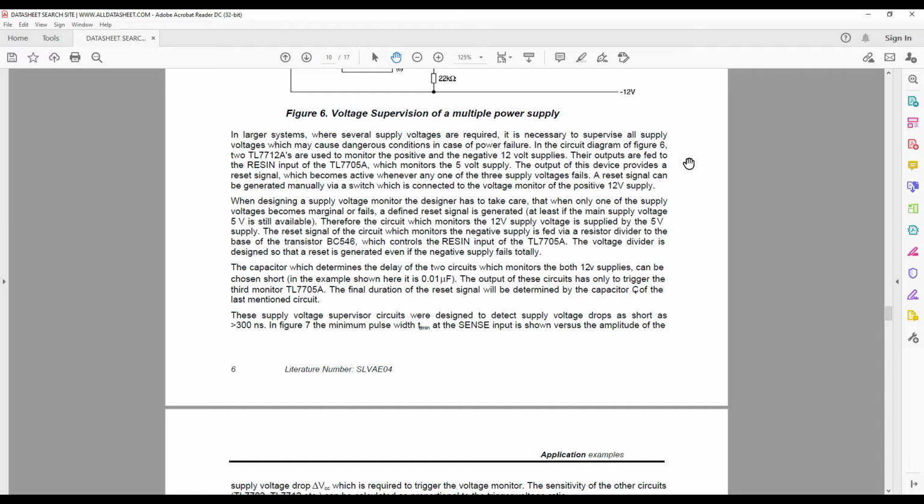The capacitor, which determines the delay of the two circuits which monitor both 12-volt supplies, can be chosen short. In the example shown here, it is 0.01 microfarad. The output of these circuits has only to trigger the third monitor, TL7705A. The final duration of the reset signal will be determined by the capacitor C of the last mentioned circuit.